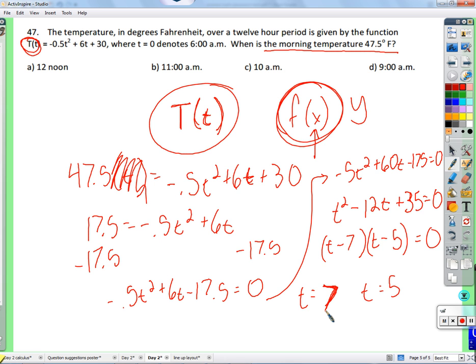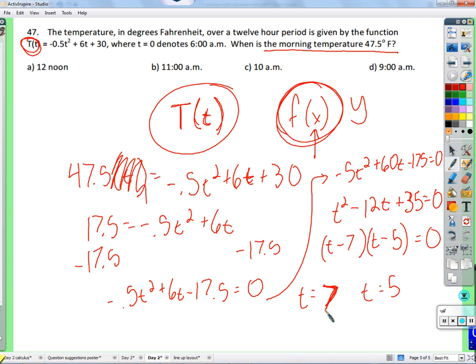Let's plug this in for T. This is a good question right here. If I plug in 5 or 7, what will I get out of this function? The temperature. Temperature at that time. Didn't we already know the temperature at those times? Right. That's how we started this whole thing. So if we plug it in, that's good for checking our answer. We should get 47.5. How do we answer this question?